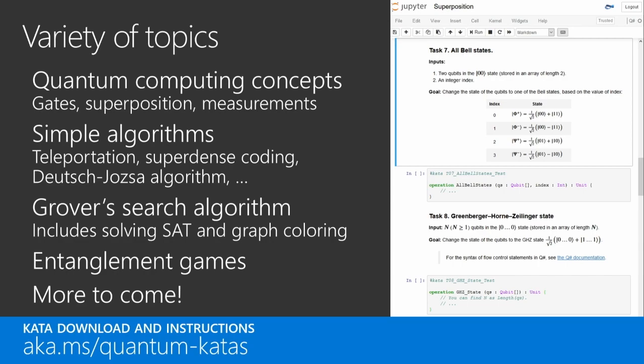The katas are all open source and freely available for everybody to download, to learn themselves, to teach other people. They're open source, so a lot of them were contributed by people outside of our team. And they are available online as Jupyter Notebooks.